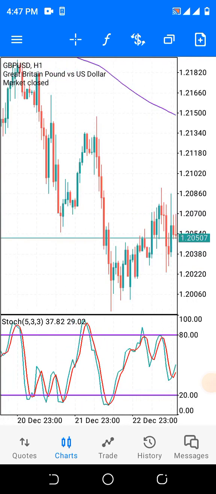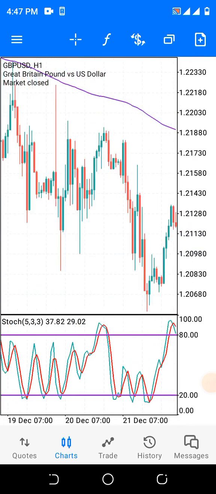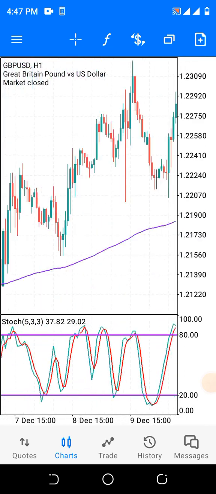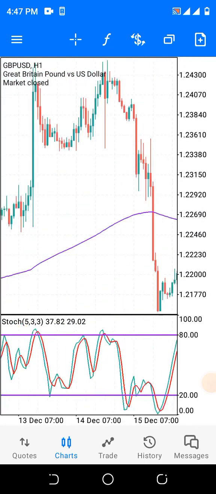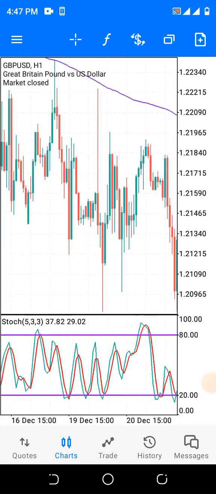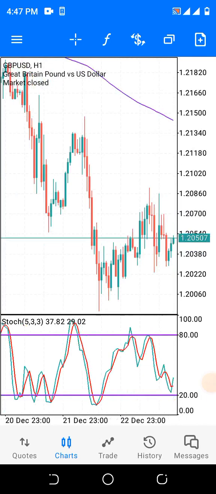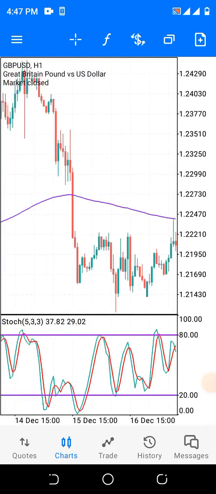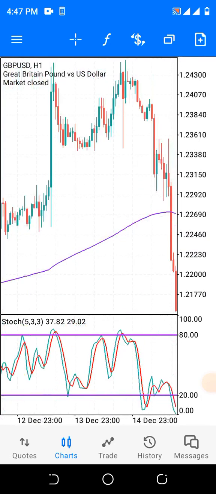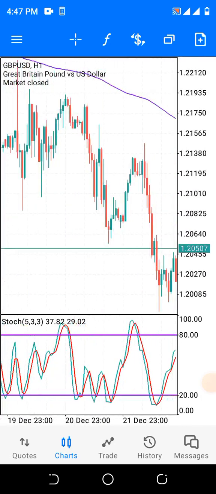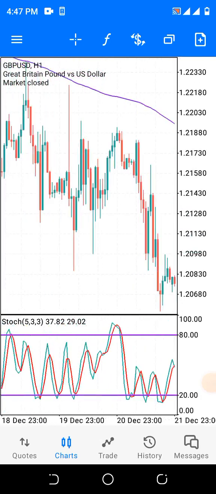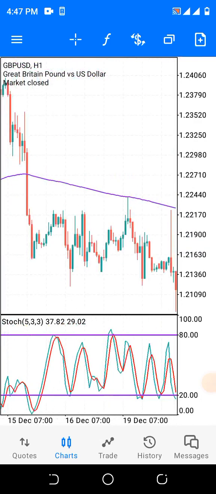Now, this particular strategy is not limited to a particular market. You can make use of it on any market. Do you understand? Now, there are conditions. Let me show you how to make use of this strategy, but first of all, let me show you the settings. Pay attention. Let me show you the settings before we go deep into how this strategy works.